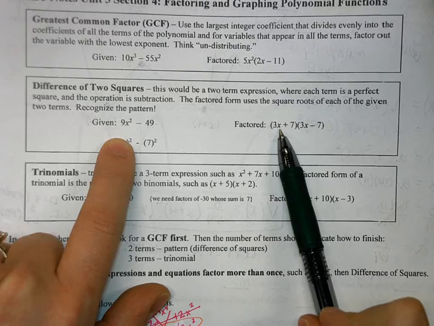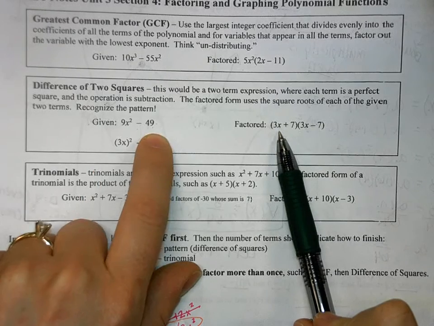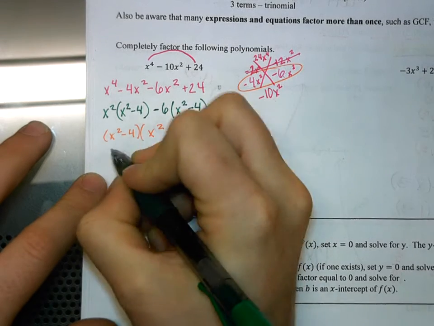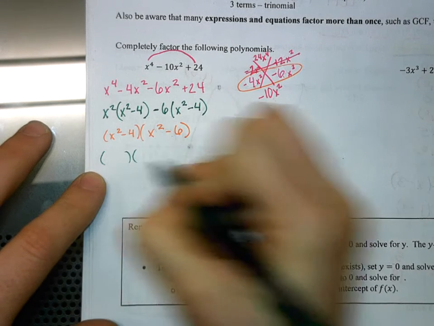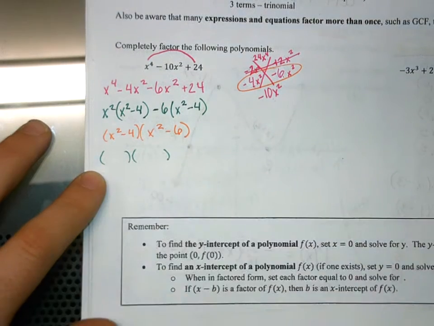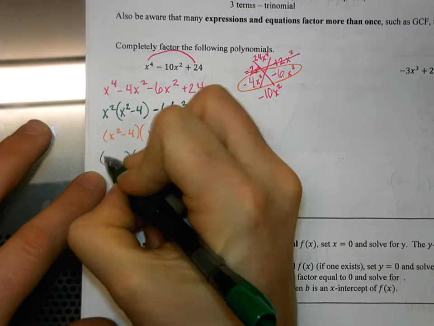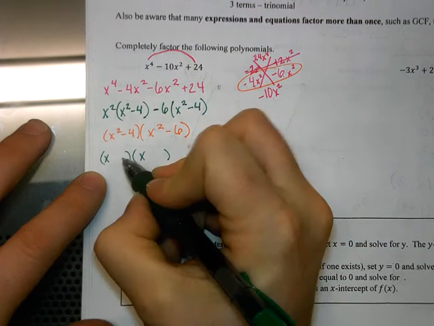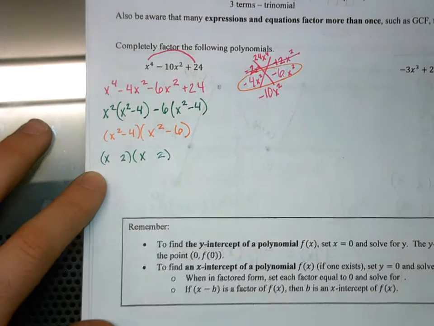So 3x times 3x gives me 9x squared. 7 times 7 gives me 49. So knowing that for x squared minus 4, what is the square root of x squared? X. So x times x is going to give you x squared. What's the square root of 4? 2. 2 times 2 is 4.